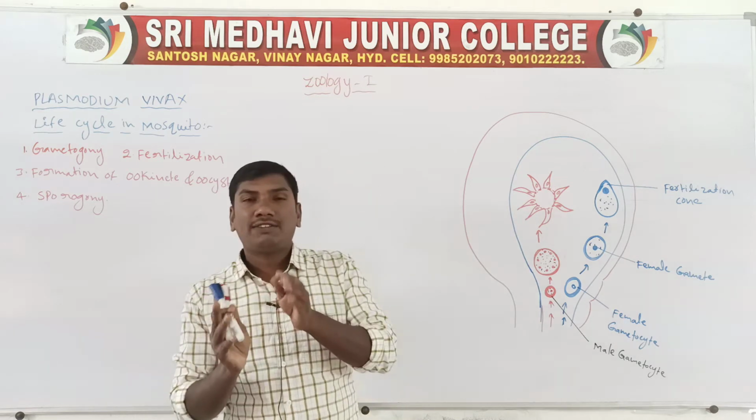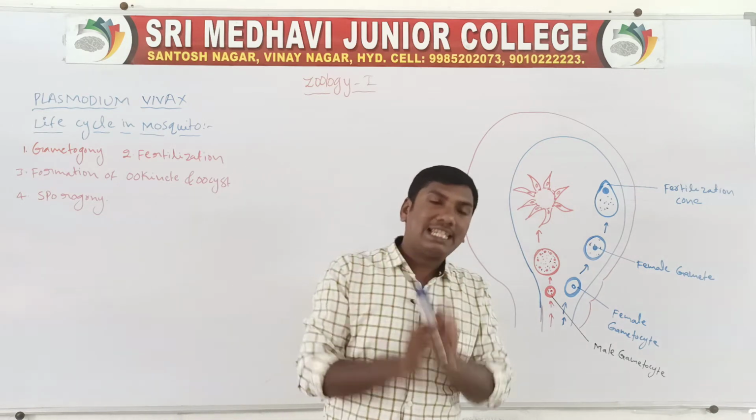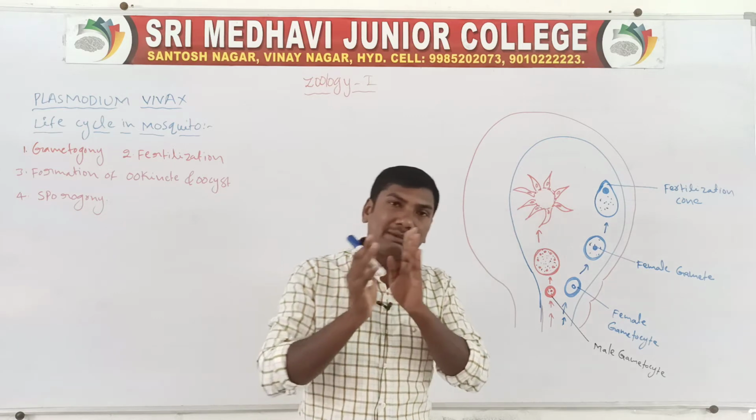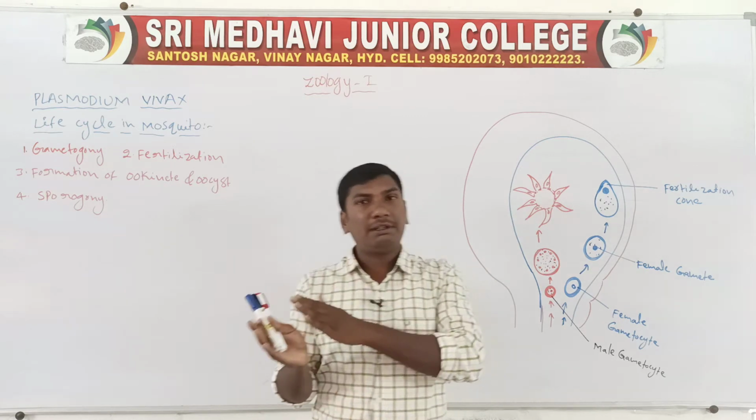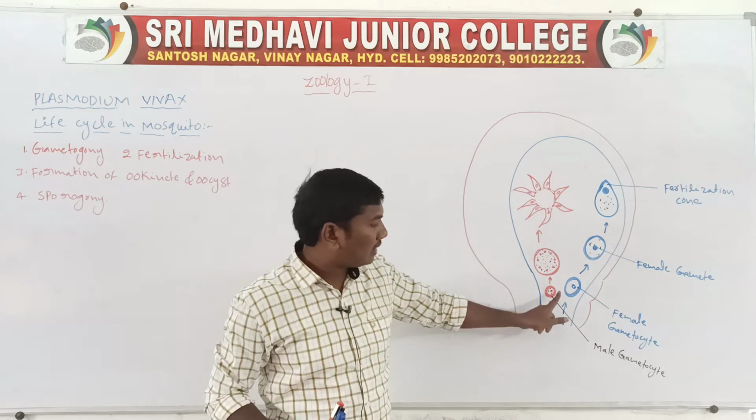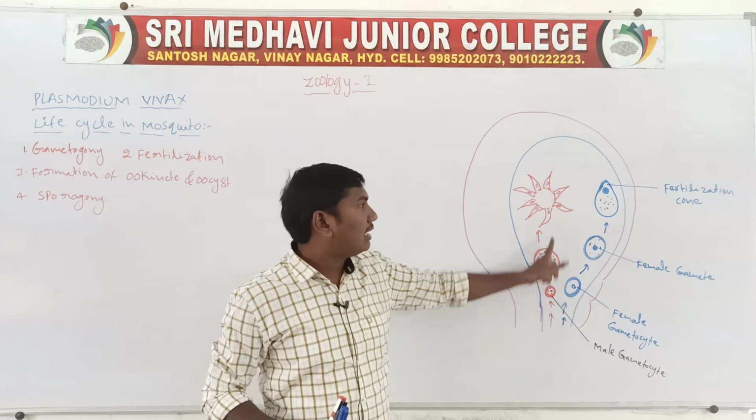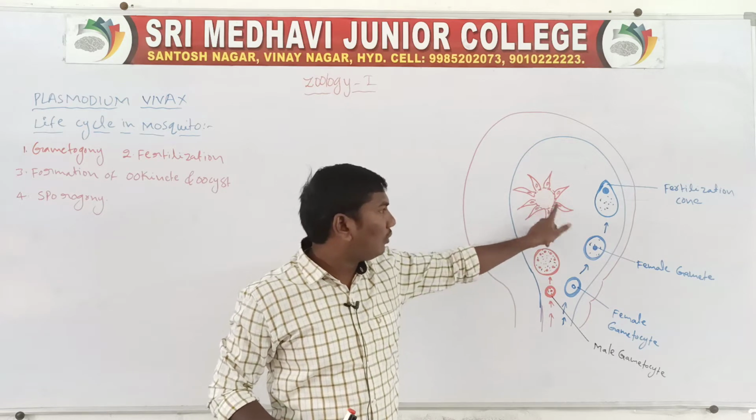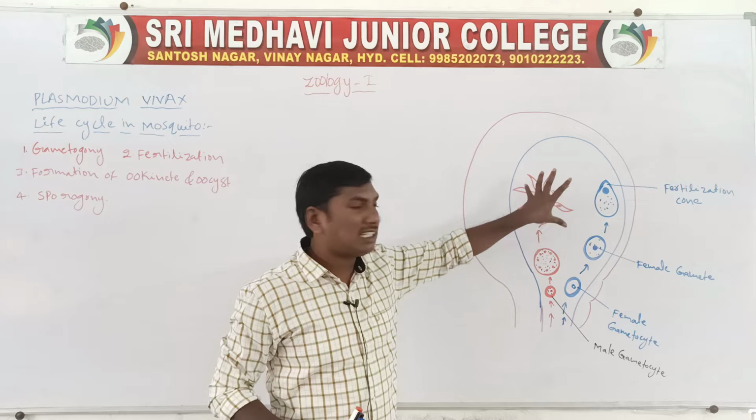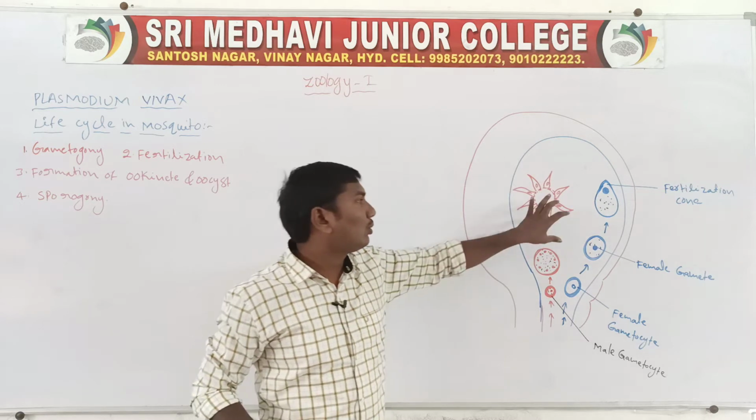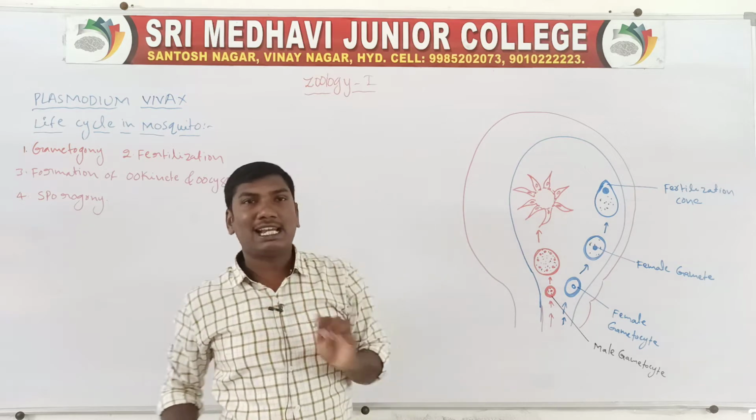Gametogamy means the formation of male and female gametes from the gametocyte. Male gamete formation and female gamete formation. First one, male gamete formation. The nucleus is divided into 8 daughter nuclei. In the cytoplasm, flagella-like structures form, 8 flagella-like structures. One nucleus enters into one flagellum. They separate from the cytoplasm. This process is called exflagellation. Totally, 8 male gametes are formed.